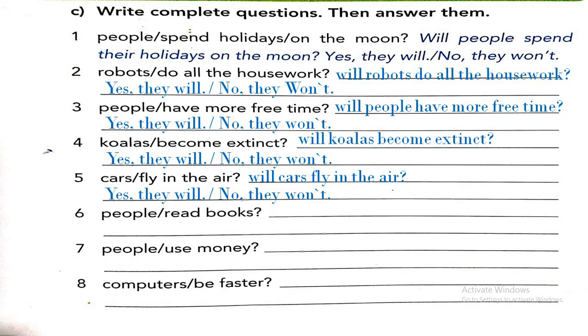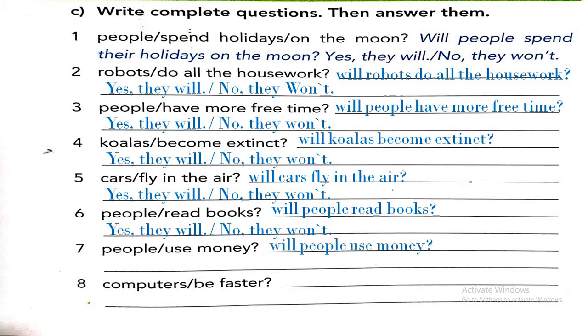People read books. Give me a question. We always start with will. Okay, it's clear now. Will people read books? So the answer is yes, they will, or no, they won't. People use money. That is the question here. It's easy. Will people use money? Yes, they will, or no, they won't.